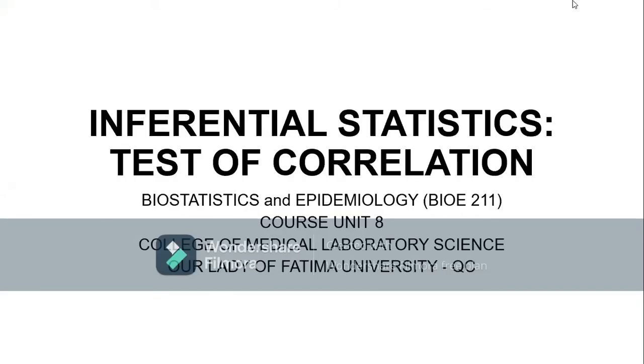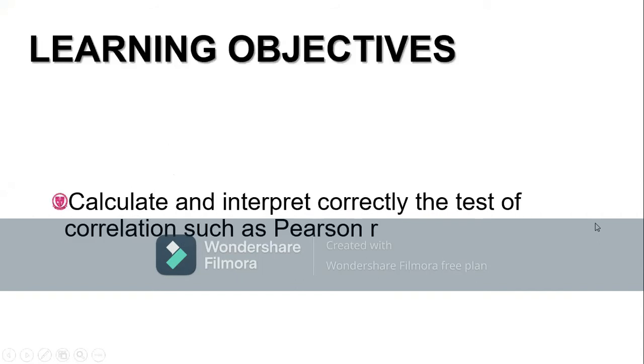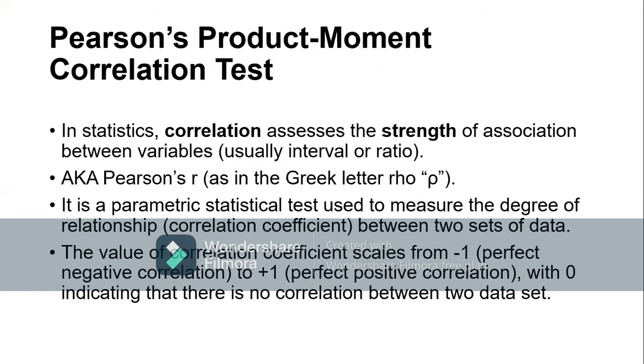Okay, so next topic is the test of correlations or the Pearson R. In here, the learning objectives: calculate and interpret correctly the test of correlation such as the Pearson R, or the Pearson's product moment correlation test. In statistics, correlation assesses the strength of the associations between the variables, which in this class could be interval or ratio data.